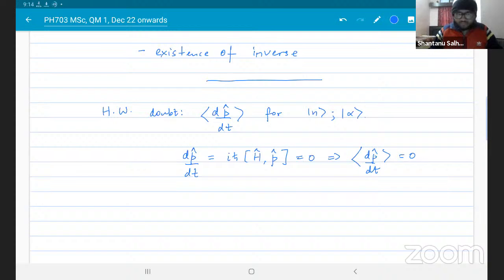Yeah, it'll be 0. What about dx by dt? Sir, it will not be 0. I calculated, it will be i by h bar, commutator of Hamiltonian and X at t naught.